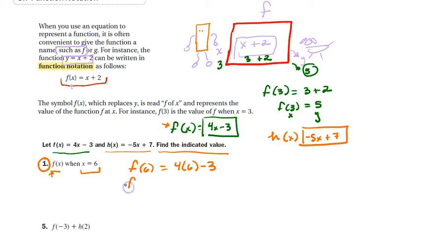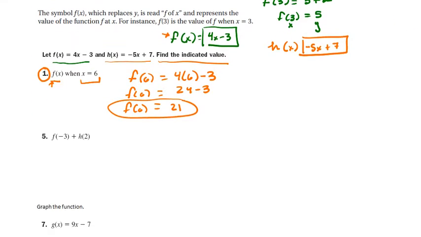So now the function of 6 equals 24 minus 3. f of 6 equals 21. And that would be my answer. I found the indicated value. Now let's look at this one. It's a little more interesting.